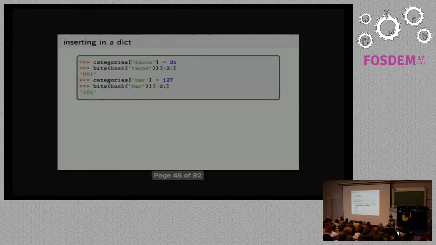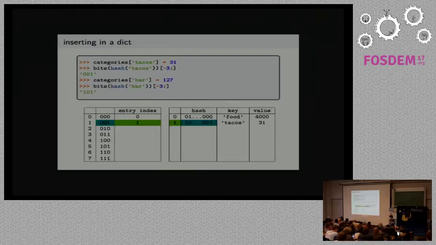Now let's move on and add tacos and bar. Let's say the hash of tacos, the last 3 bits, turn out to be 001. And for bar, it's going to be 101. So let's have tacos. We add a new entry. We go into the indices table, 001, this maps to entry number 1, index 1.